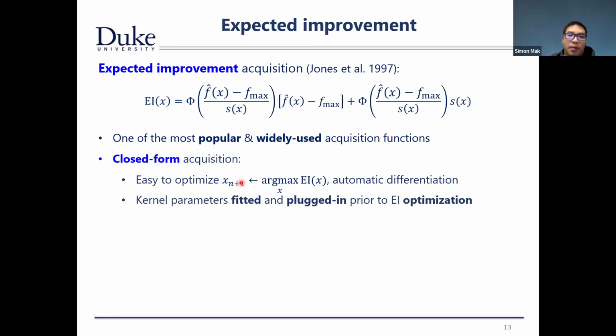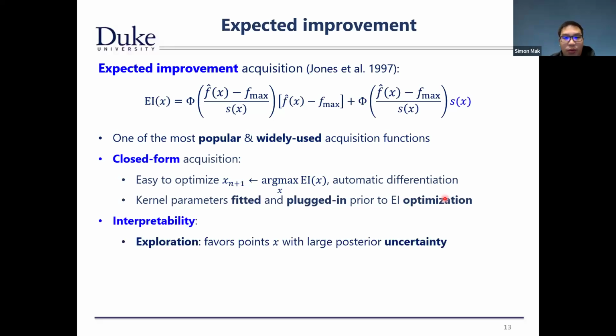Now, in practice, you can imagine there are kernel parameters in our Gaussian process that are unknown and have to be estimated. So typically, the procedure is that we fit these kernel parameters with data, we plug them into the EI, and then we optimize this with these plug-in parameters, and then this is repeated sample by sample.